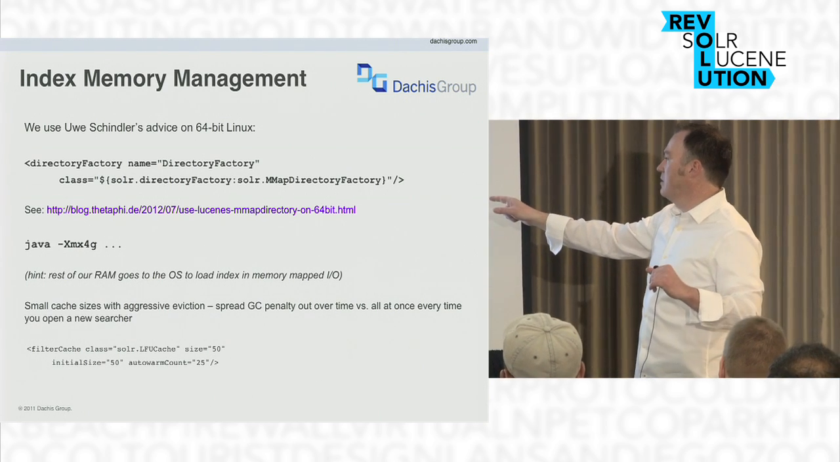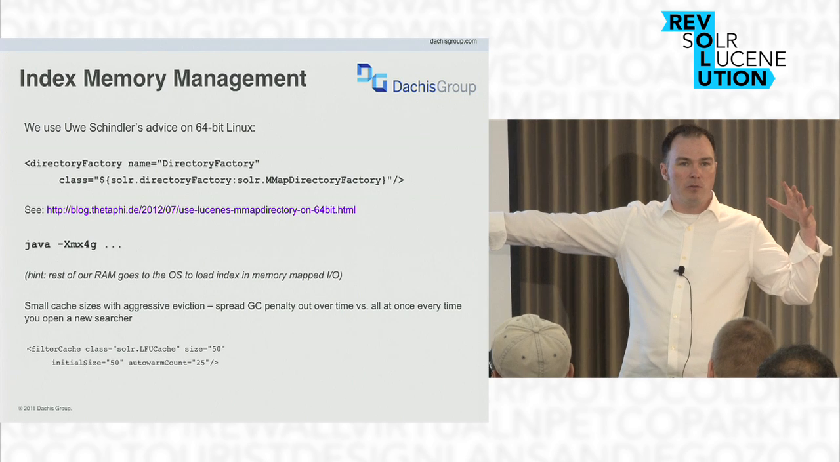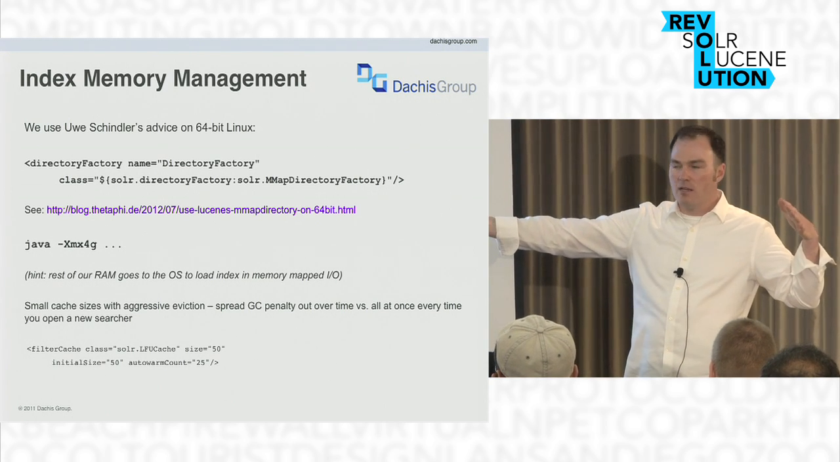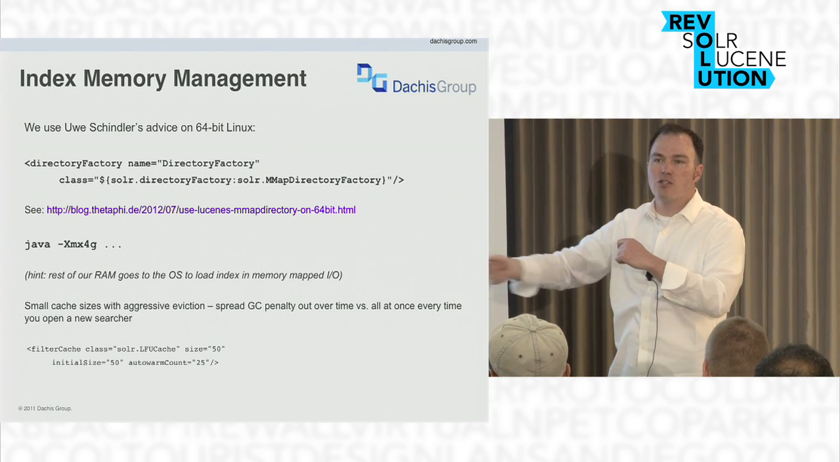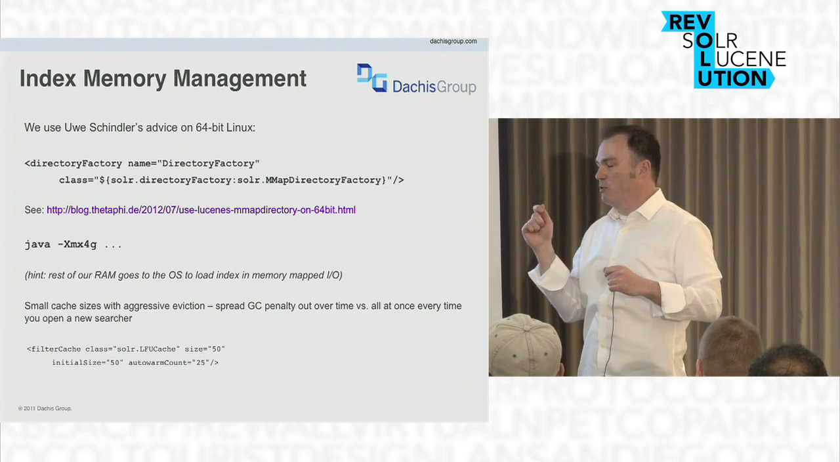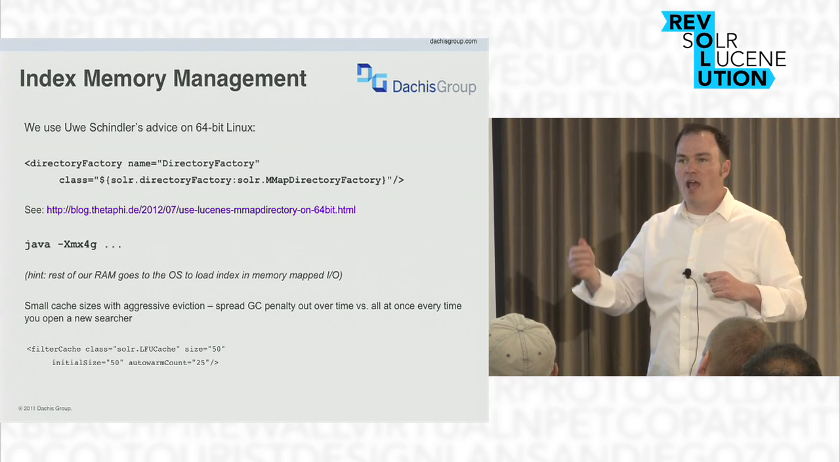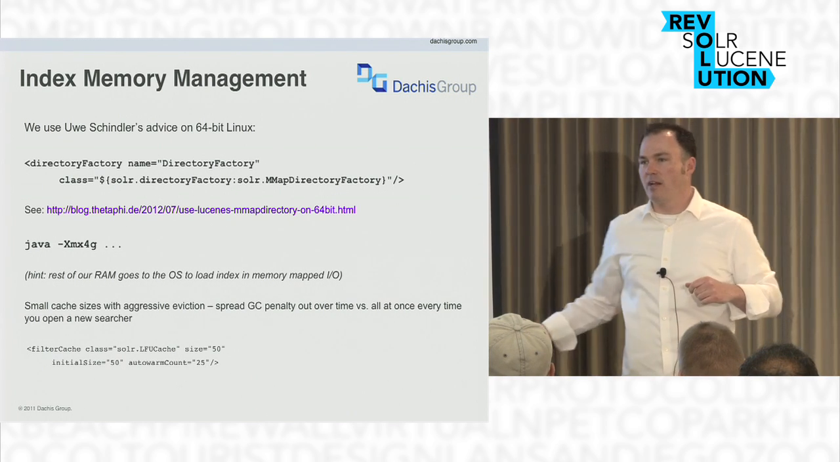But what this does is it actually spreads your garbage collection penalty over time, because you're constantly evicting things out of the cache, right? Because what happens when you open a new searcher? Everything cached is gone and has to be rebuilt.